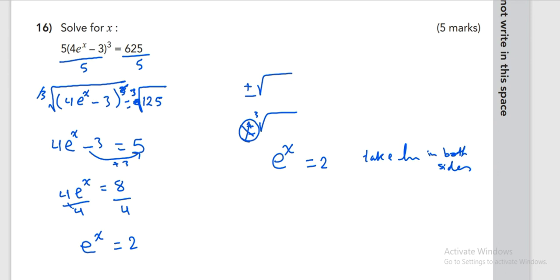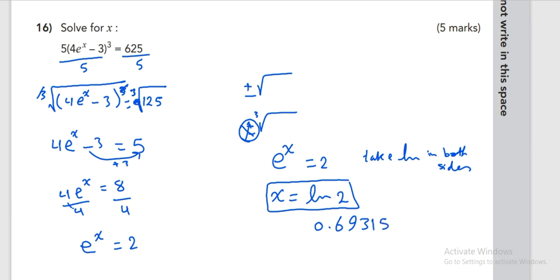If we take ln of e to the power of x, you will get x. Mentally, it will be x ln e, and ln e equals 1, so we write x directly. So x equals ln 2. Here you can leave the final answer in this form, x equals ln 2, or you can convert it to its decimal value, 0.69315, if asked to convert.